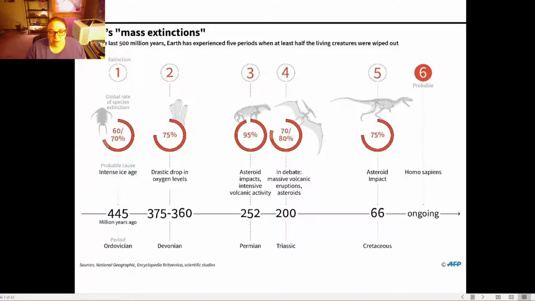So you're going to see in a minute how these extinction events and what is happening today on Earth kind of go hand in hand.